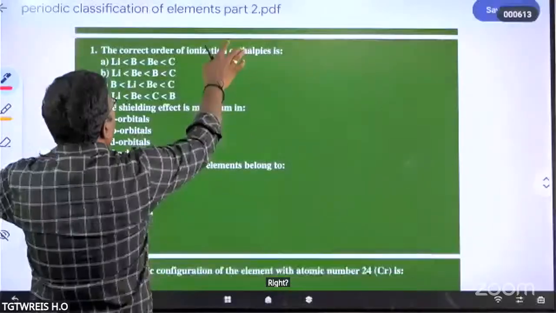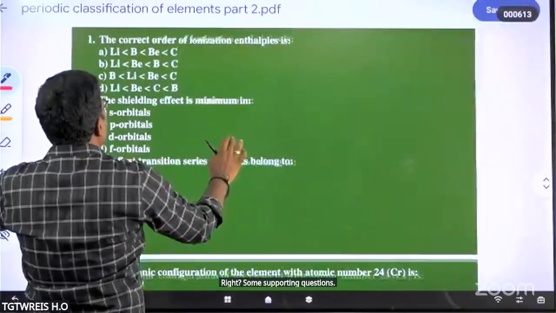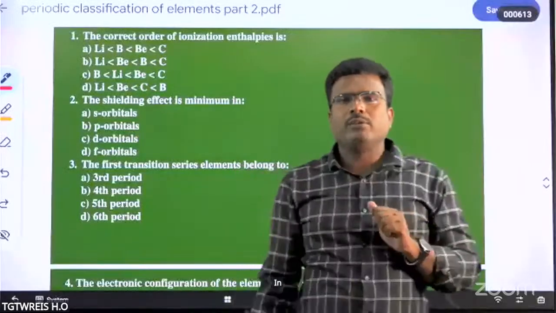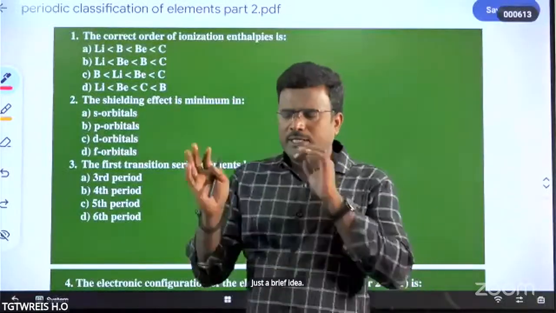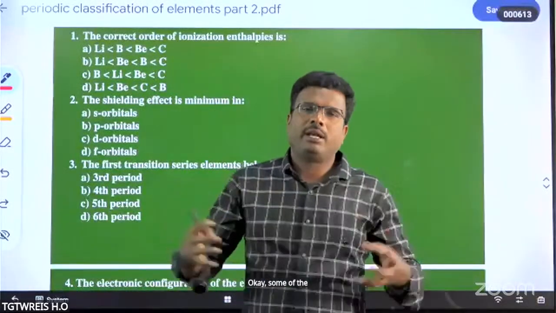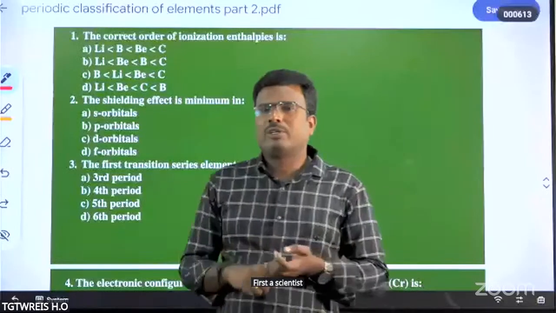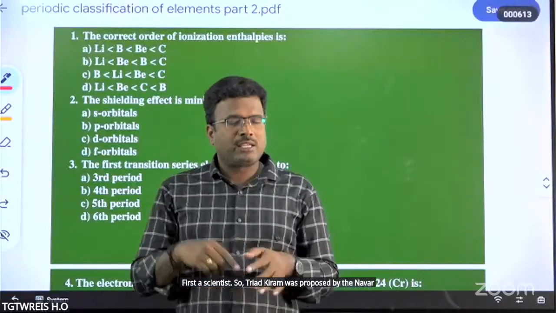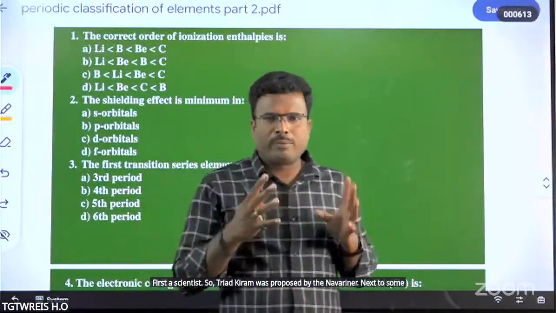Right. Now some important questions. Very, very important. Some important questions in this periodic table. Just a brief idea. What is the importance of the periodic table? Why do we read this periodic table? Okay, so history is there. How the periodic table was developed: Dobereiner, first scientist. The triad theorem was proposed by Dobereiner. Next, some limitations are there in Dobereiner's work.